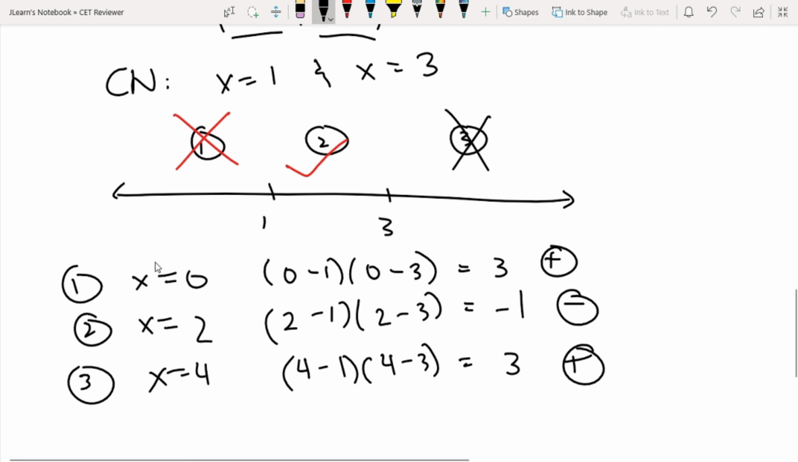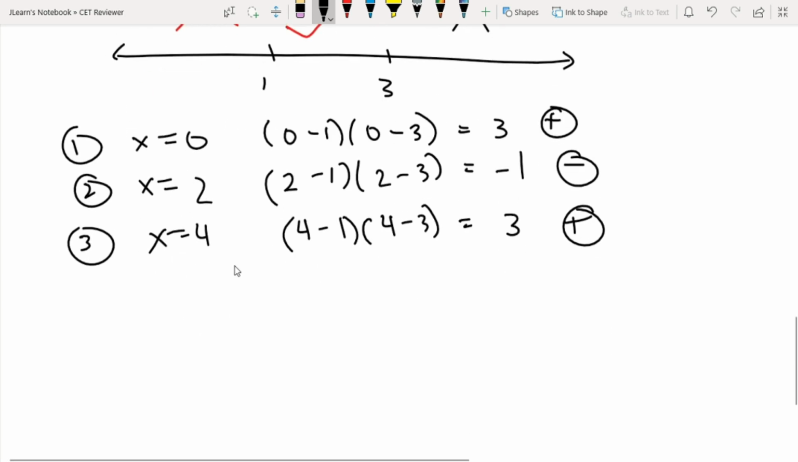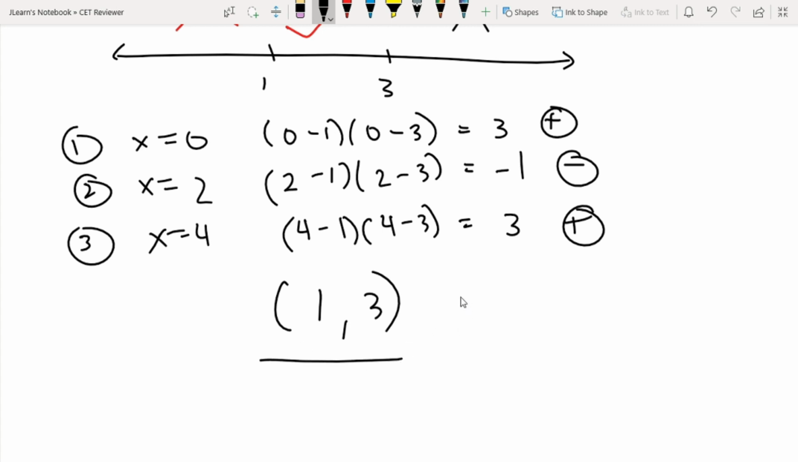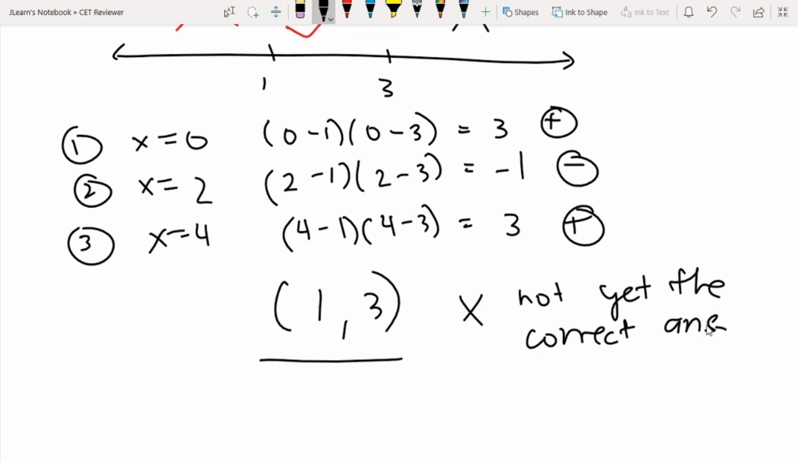So, isulat na lang natin yung solution natin ngayon. So, ang sagot natin ay yung nasa gitna lang ng 1 and 3. So, that will be 1 and 3. Okay? Pero may problema tayo dito sa ating sagot na to, no? Hindi pa ito yung tamang sagot, okay? This is not yet the correct answer. Bakit? So, may nakakaligtaan tayo.